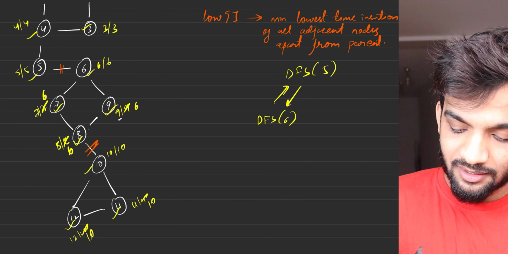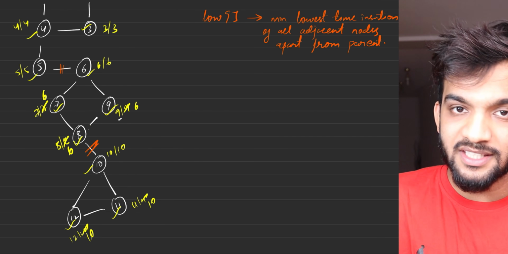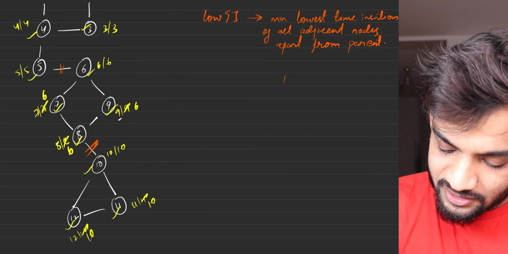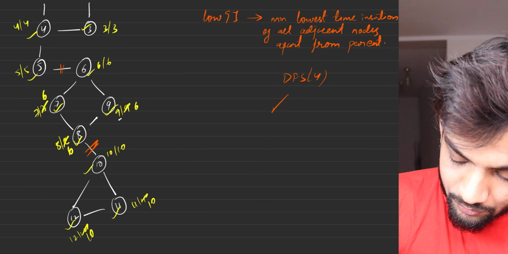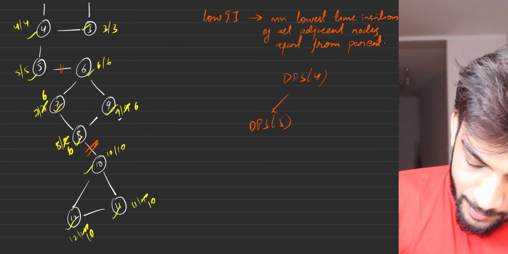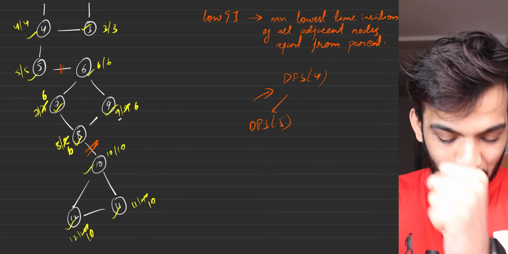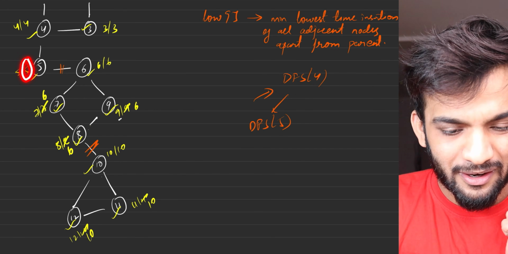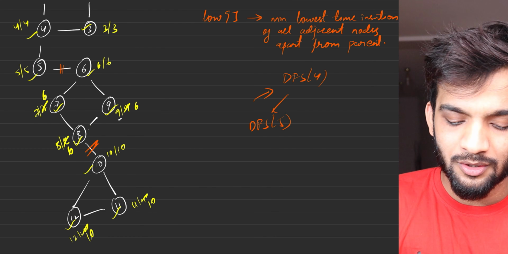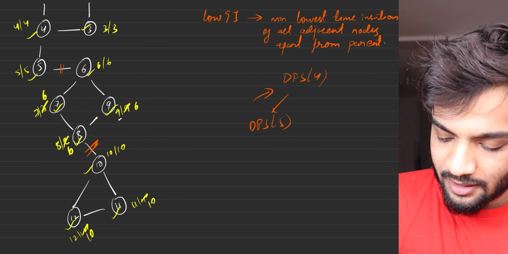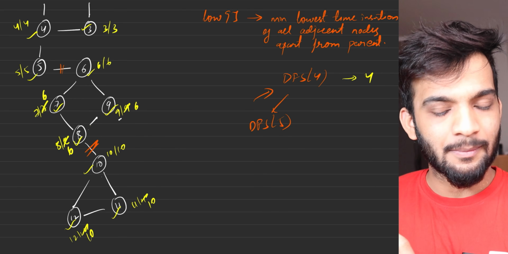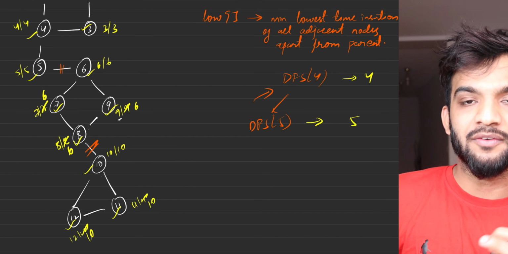Perfect. 5 is done. What's the next step? 5 says, let's go back to 4. So 4, which called 5, the 5 will go back to it. The moment it goes back to 4, 4 looks at its low and says, you have 5, but I have 4. I will not take it. 4 says, hey, I need the 4th step. 5 says, the lowest I can get is 5th.